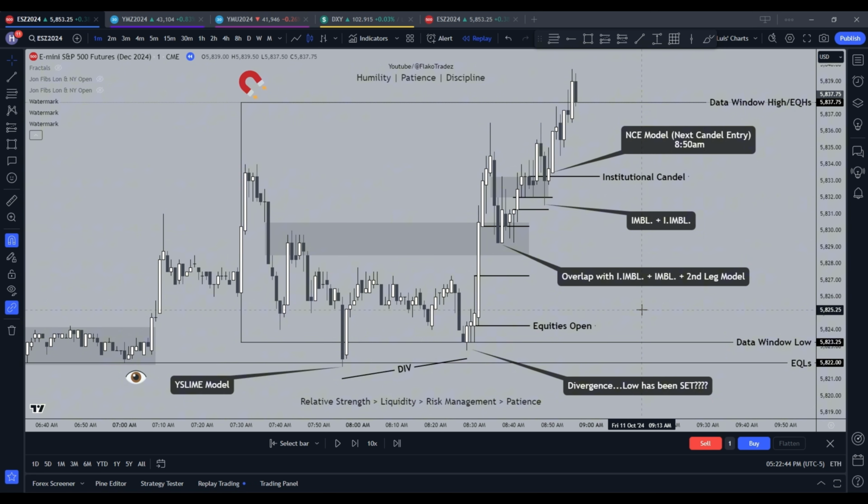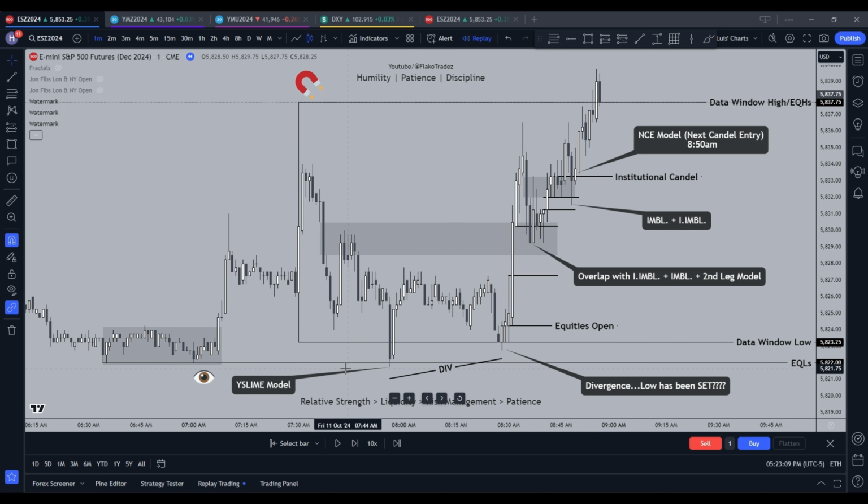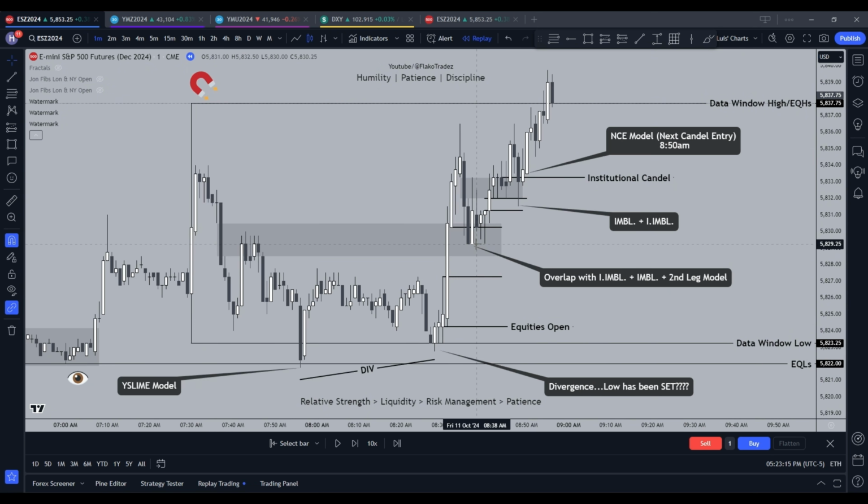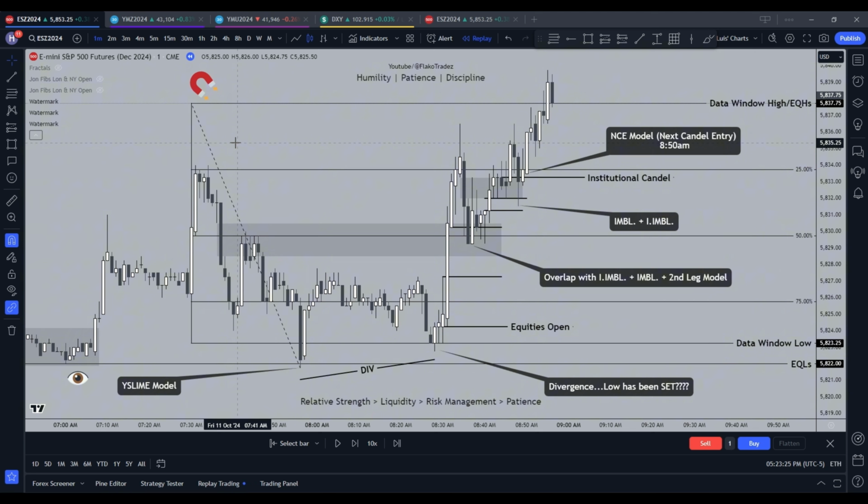But honestly, I feel like there's no such thing as a late entry or the market went without me, because I showed you basically four different entries that you could have done throughout the entire day of today. First of all, you could have had one entry here, which is the Y slime model, which basically means your stop loss is my entry, meaning that you're simply just buying under lows, which we have here, equal lows. We buy here. Boom. We have an overlap here with an imbalance, inverted imbalance, plus the second leg model, which you can see here, which is very simple.